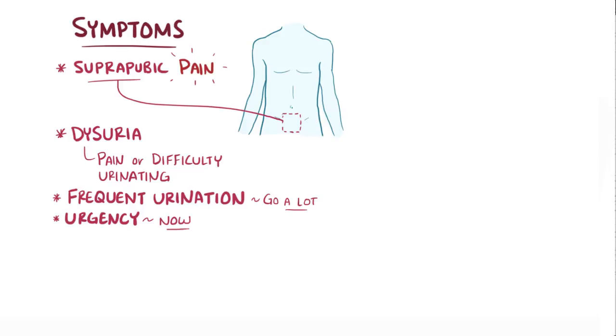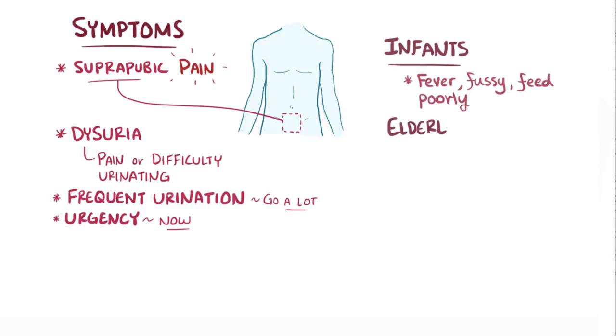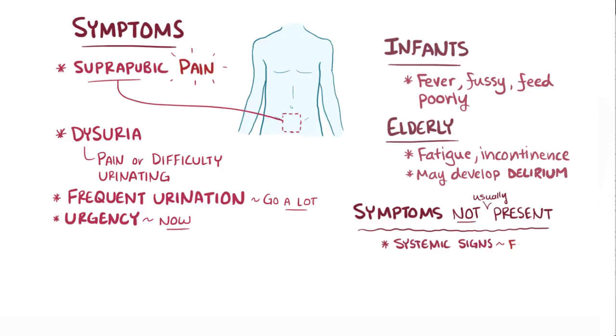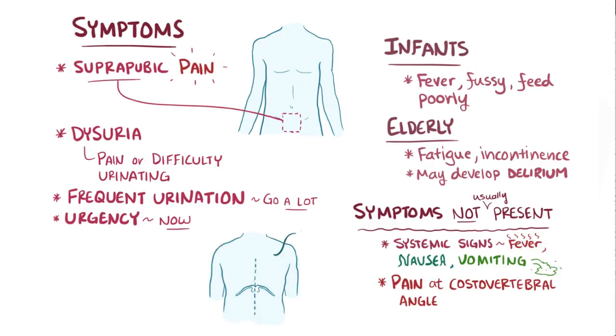Having said that, symptoms can differ by age. Infants might have a fever, become fussy, and feed poorly, whereas elderly patients might feel fatigued, become incontinent, or even develop delirium. Symptoms that are not typically present with lower UTIs are systemic signs like fevers and nausea or vomiting, as well as pain at the costovertebral angle, which is the angle formed on either side of the back between the 12th rib and the vertebral column.